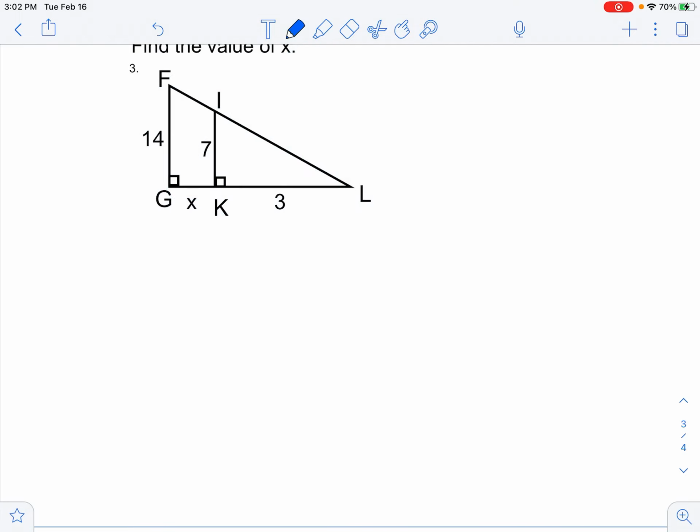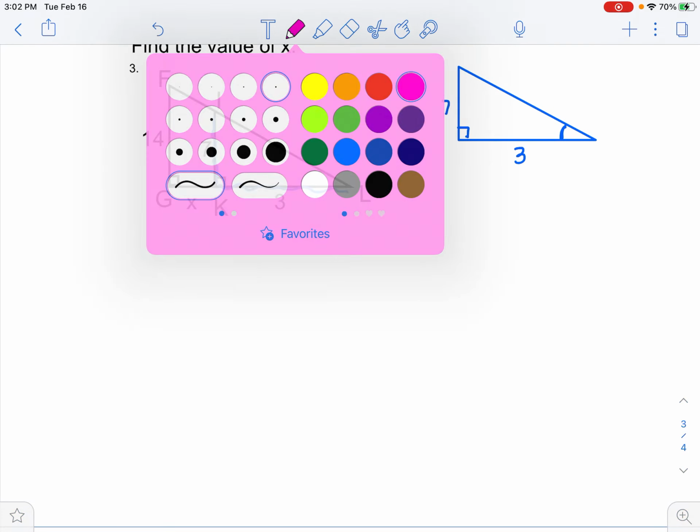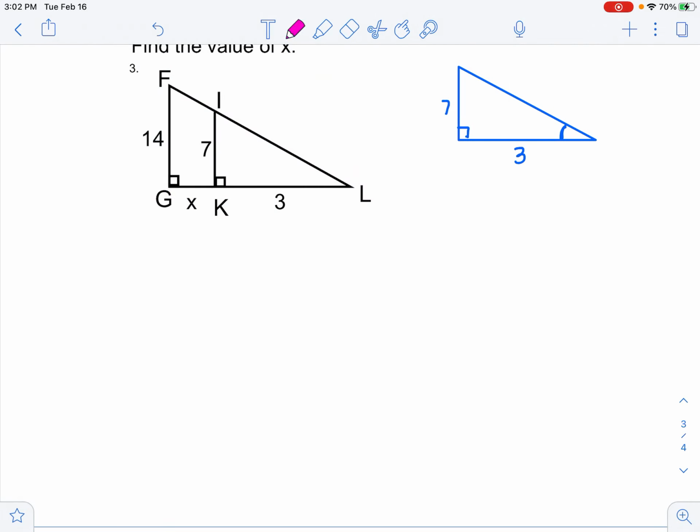Do you see the two triangles? I want to draw them separately. Before I do that, I could say right now they share angle L. So that's the angle I'm going to mark congruent to itself. So I have this small triangle. First, I'll start by tracing. I should put that right angle in there. All right, on the small triangle, this right here is 7, and this right here is 3.